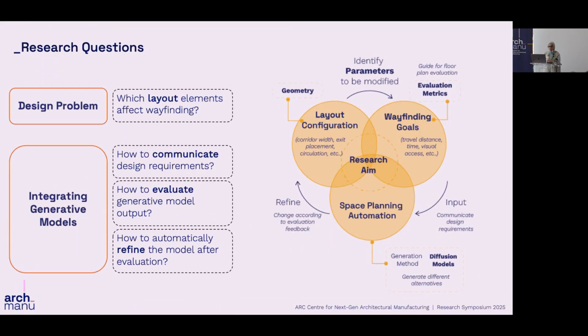So my research questions are, first, I need to have a very good understanding of the design problem, like what layout elements I'm going to be focusing on that really affect wayfinding. And then moving on, how we can integrate those generative models, like how I can communicate my design requirements, how I can then, after getting many alternatives, evaluate them and screen them, and then go back, close the loop, and make changes to them.